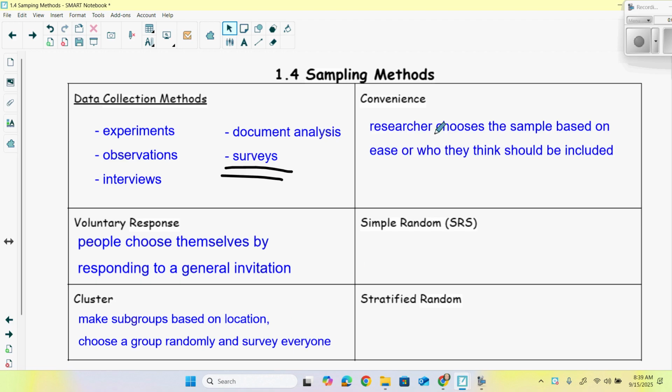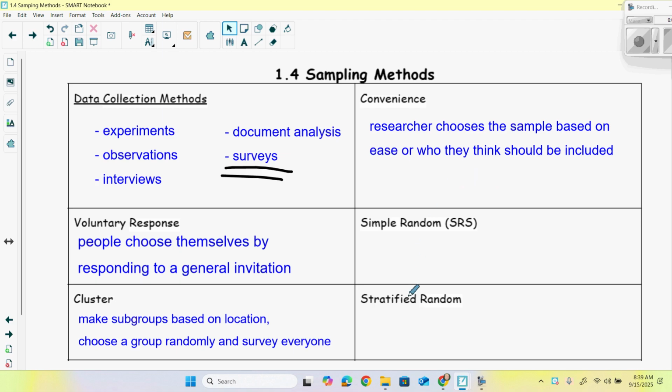Convenience, I should have covered that one second. Convenience and voluntary are generally not good ones, okay? So voluntary response and convenience, they work, but they're not good ways to make sure we have a good random representation. And in the convenience, the researcher just chooses samples based on ease or who they think should be included. So there's room for some opinion or subjectivity.